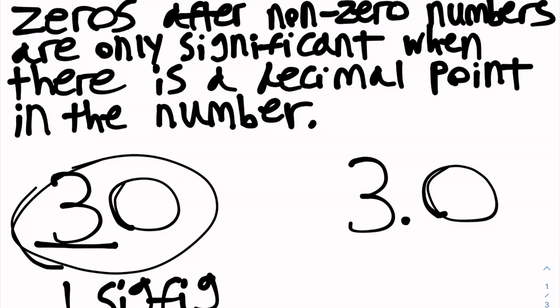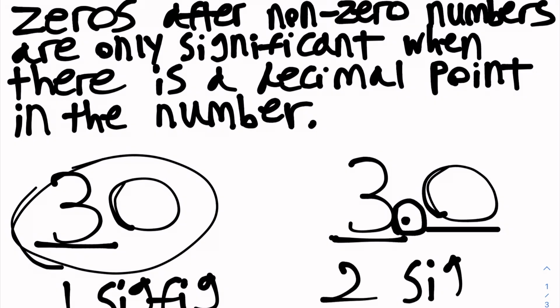Okay, now looking at 3.0, for the same reason we know that the 3 is significant. Now looking at the 0 after the number 3, different from the number 30, we can see a decimal point in the number. It's 3.0. So rule number 4 states that zeros after non-zero numbers are only significant when there is a decimal point in the number. We see a decimal point in the number 3.0. So therefore, this 0 right here is also significant. So 3.0 will have 2 significant figures.